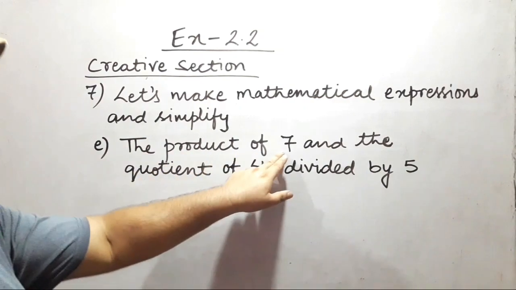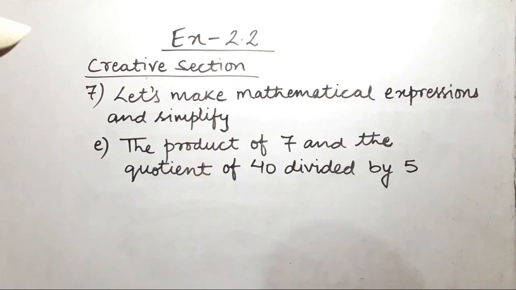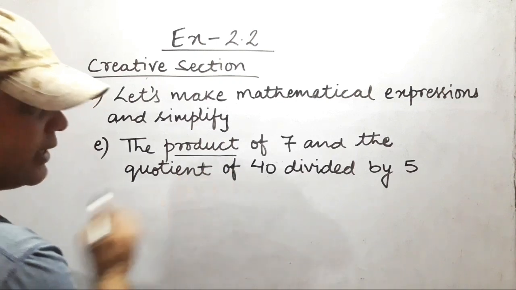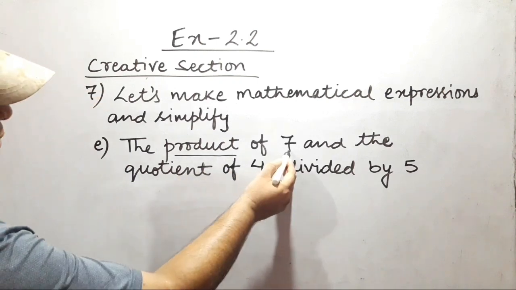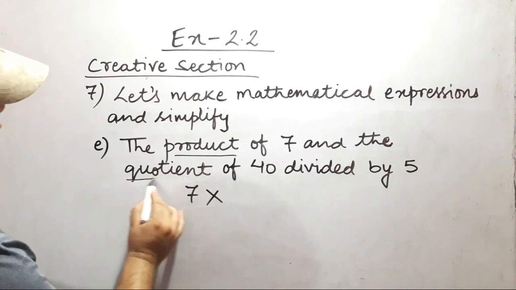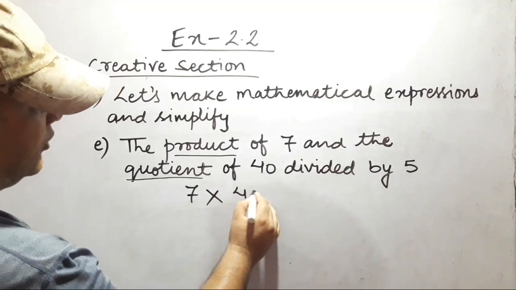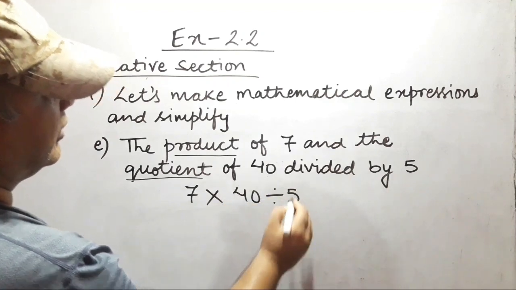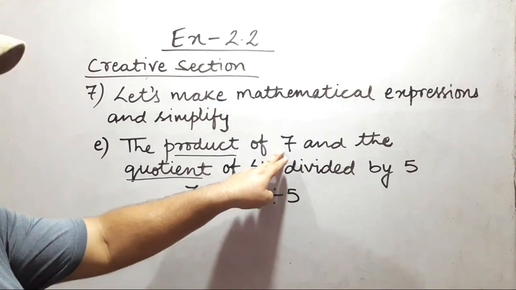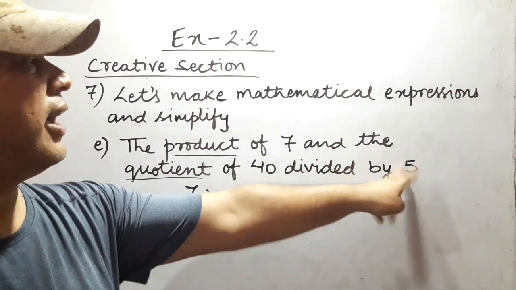The product of 7 and the quotient of 40 divided by 5. Here the word product indicates the multiplication. So multiplication of 7 with the quotient of 40 divided by 5. That is 40 divided by 5. Let's see again. 7 is multiplied to the quotient of 40 divided by 5.